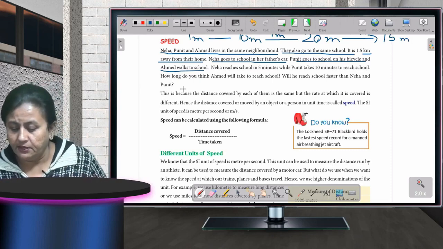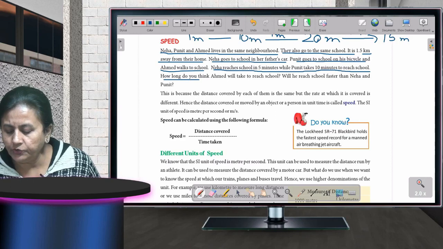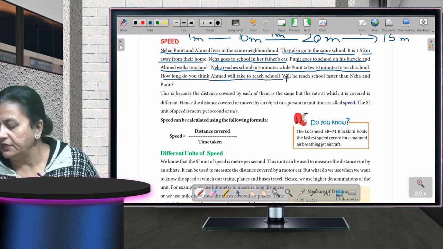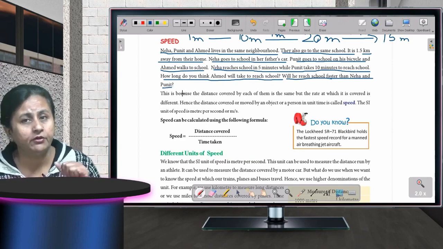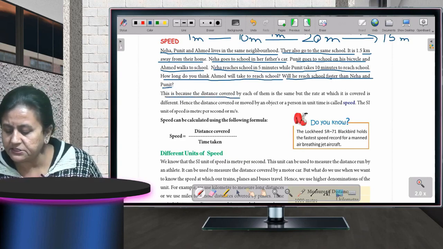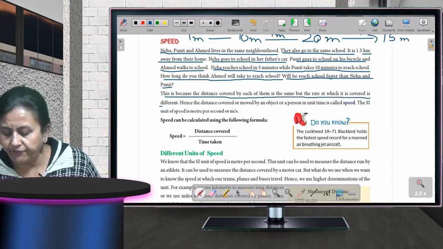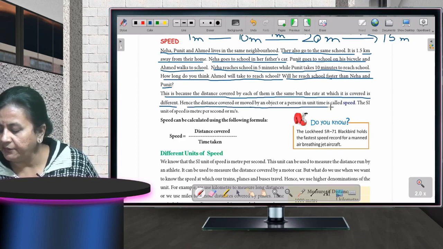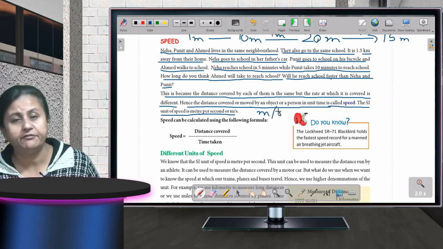Okay. So Neha reaches school in 5 minutes, while Puneet takes 10 minutes to reach the school. How long do you think Ahmed will take to reach the school? Will he reach school faster than Neha and Puneet? No. Why? Because he is going on foot. This is because the distance covered by each of them is the same, but the rate at which it is covered is different. Hence, the distance covered by an object or a person in a given time is called its speed. And the SI unit of speed is meter per second. Fine, children?